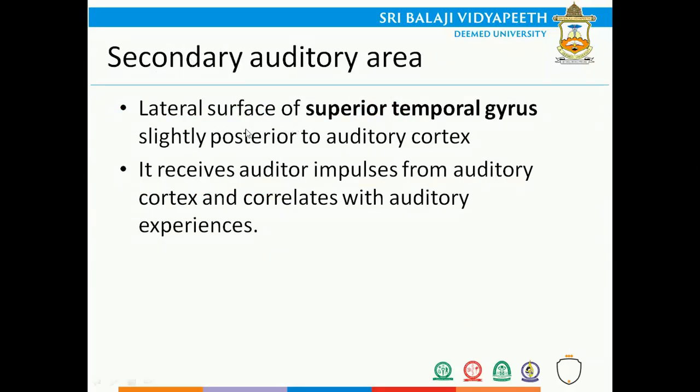And the secondary auditory area, the lateral surface of the superior temporal gyrus, slightly posterior to the auditory cortex, is called the secondary auditory area.